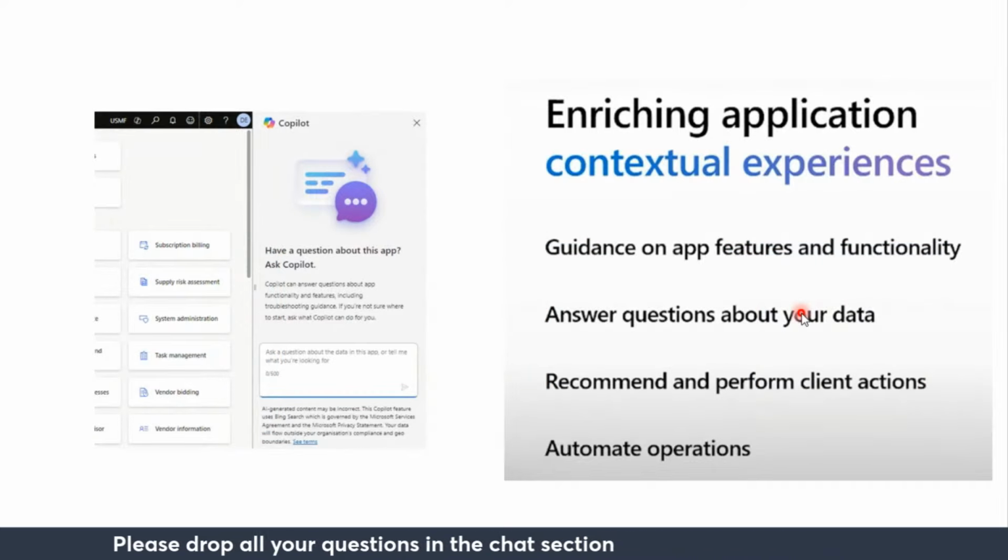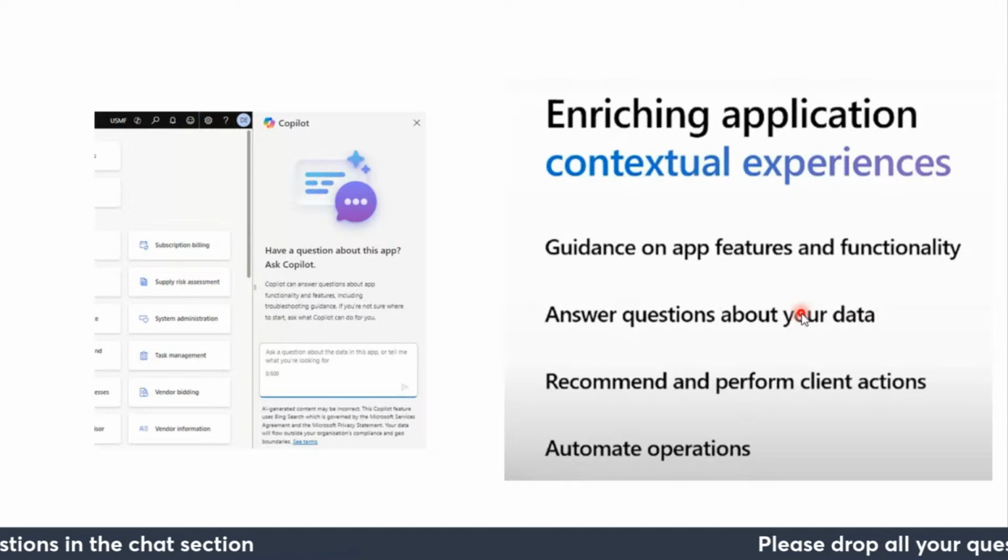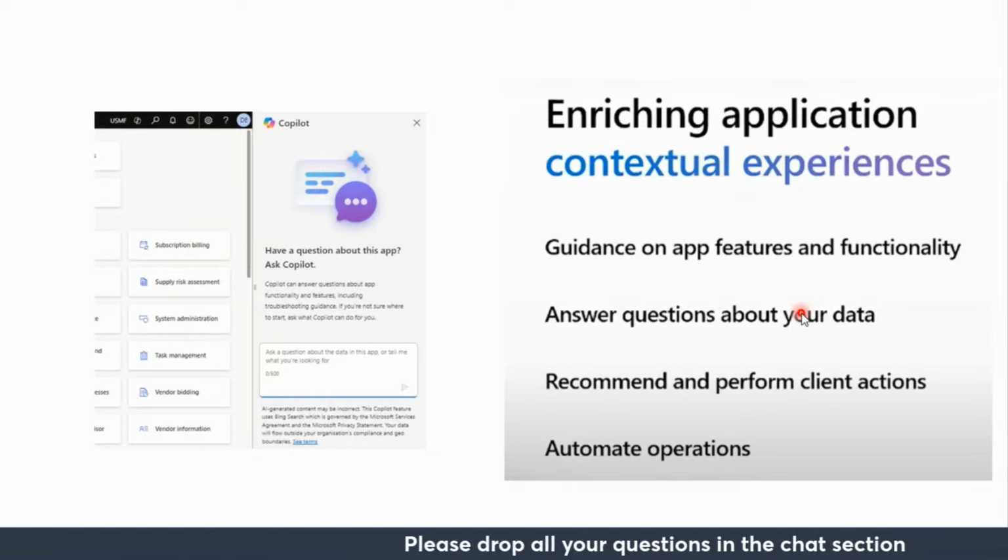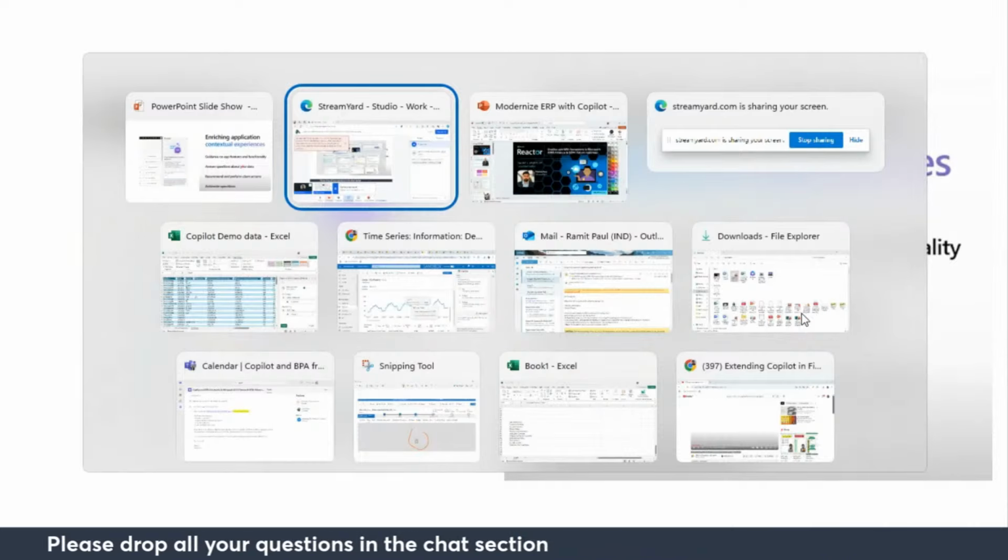So now we will first start with the contextual experiences, which is the sidecar, the first option we talked about. So quickly, I will share my system.